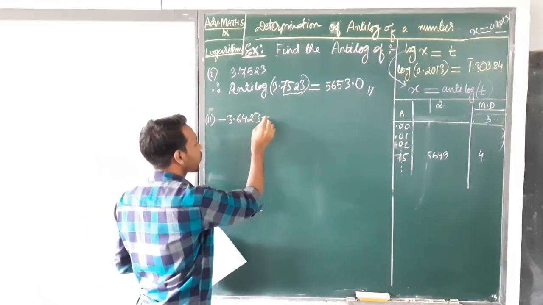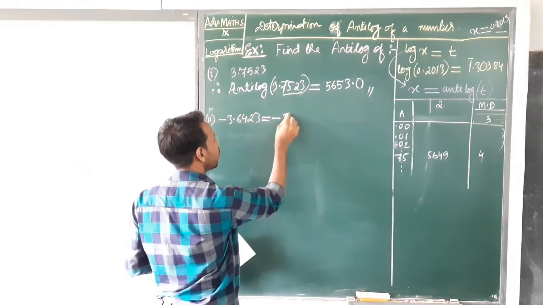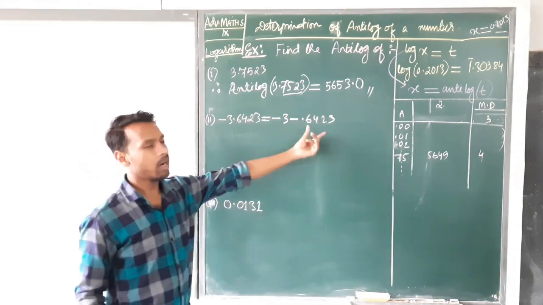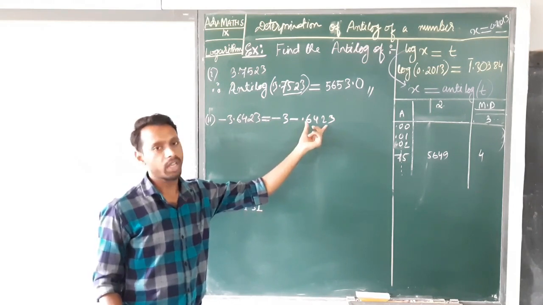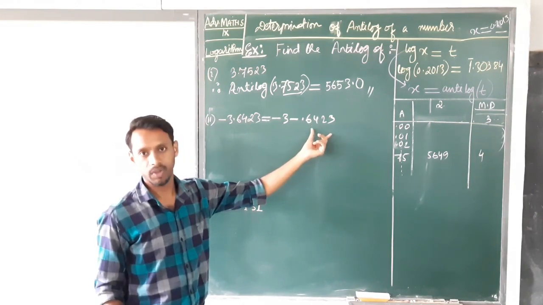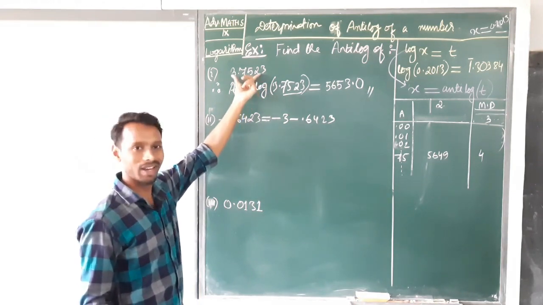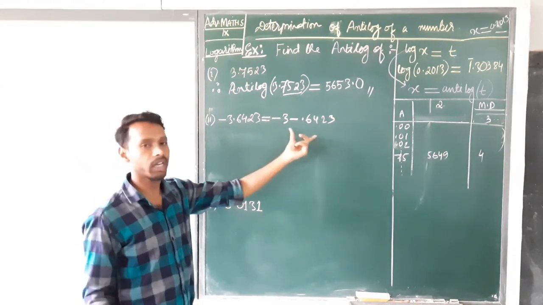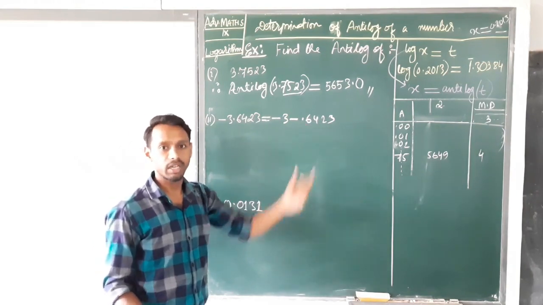Since this is a negative number, if I make it 2 parts, it will be minus 3 minus 0.6423. That means the decimal part and the integral part are both negative. When the decimal part is negative, we cannot find the antilog. To find the antilog, we need the decimal part to be positive. Here, by looking at the number, we can see both parts are negative. So we have to make it positive.